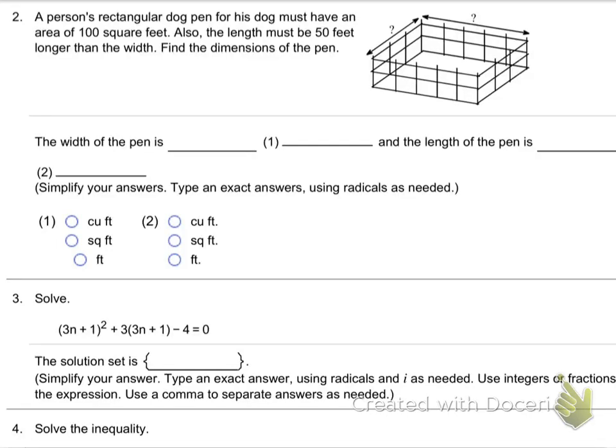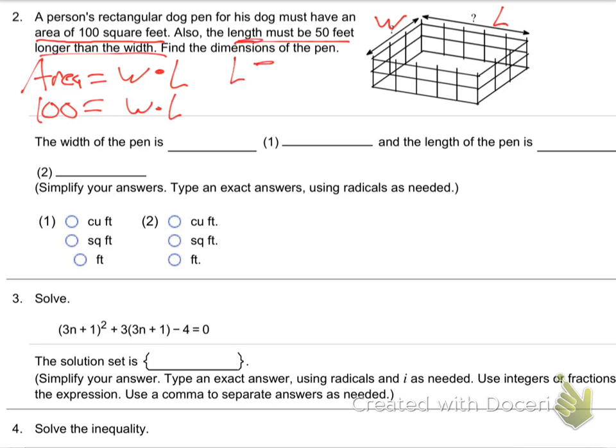Okay, number 2 here. The dog pen must have an area of 100 square feet. The length is 50 longer than the width. So if this is width and length, area for a rectangle is width times length. That's a multiply there. And we know the area is 100, so 100 is width times length. And then it says length is 50 longer than width, 50 plus W. So what do I do with that? I grab that and plug it in right there for L.